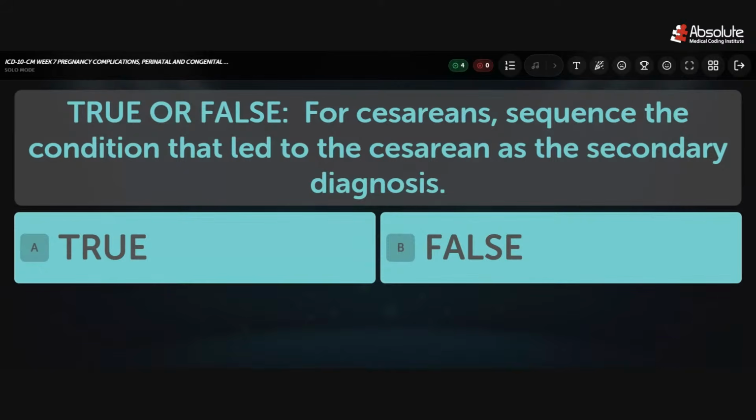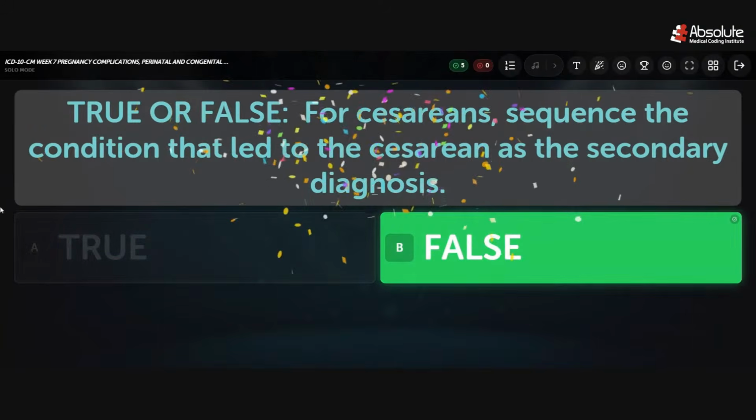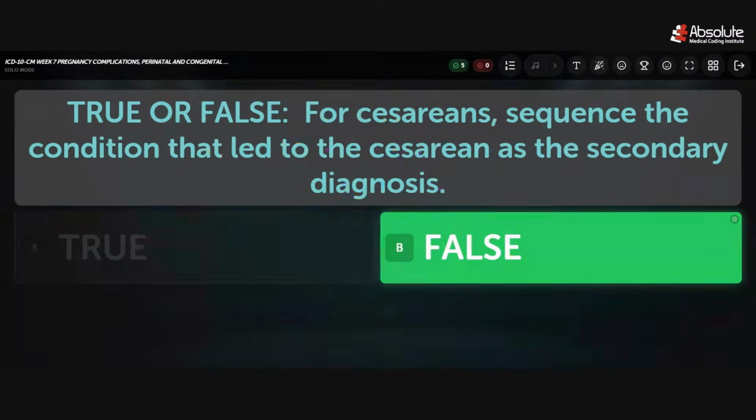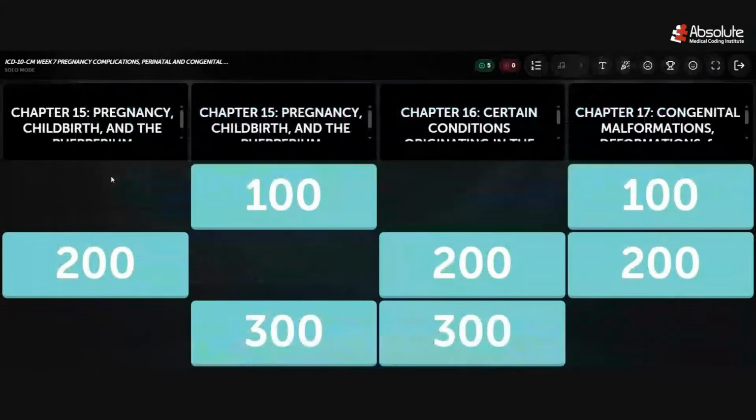Alrighty, so this one is going to be another false. So it states that for cesarean, sequence the condition that led to the cesarean as the principal diagnosis. So if you caught that one, as always, outstanding. If we learned something, also outstanding. I appreciate everyone putting those answers in the chat.